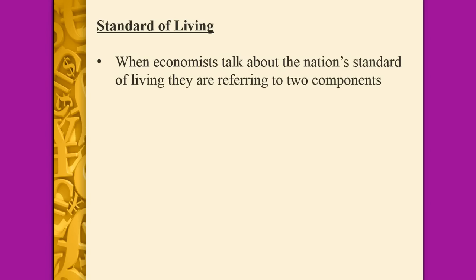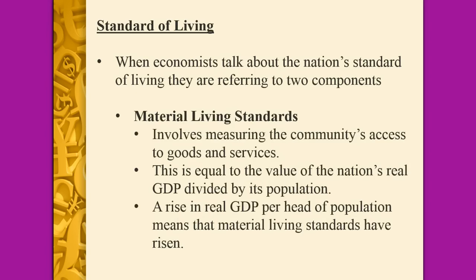When economists talk about a nation's standard of living, they're referring to two components. Material living standards, which is what we measure, equal to the value of a nation's real GDP divided by its population. So we're looking at a per capita figure here. A rise in real GDP per head of population means that material living standards have risen. Material: cars, houses, TVs, all that sort of thing. Material, real, can be measured with a dollar value.